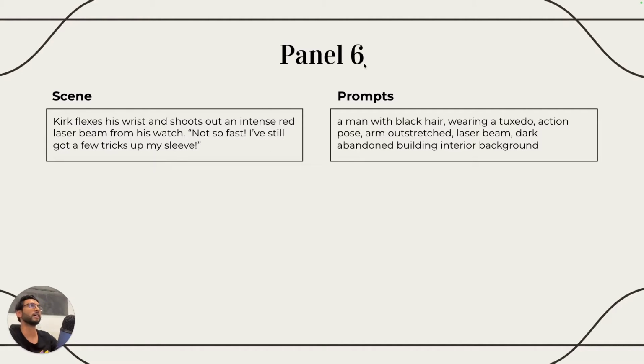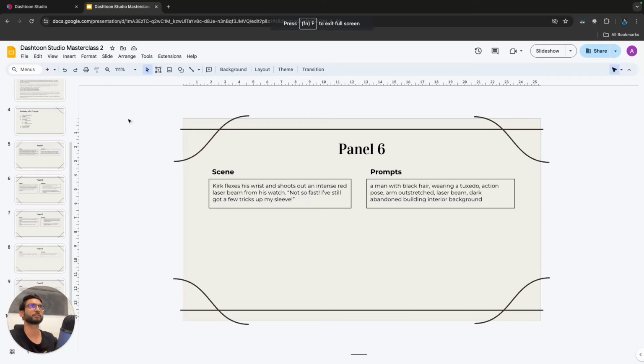All right. And finally, the last panel is man with black hair wearing a tuxedo, action pose, arm outstretched, laser beam, dark abandoned building, interior background. Okay. So with that planned out, let's get into our image generation.